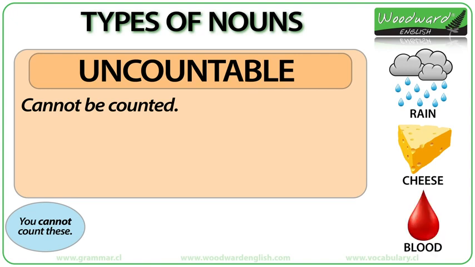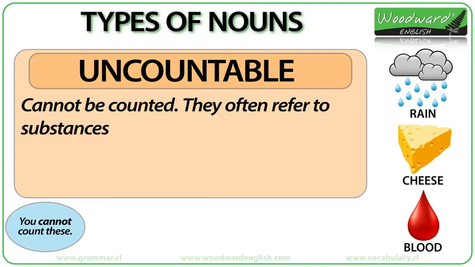The same with blood. Blood is uncountable. You can count drops of blood, but then you're counting the number of drops, 1 drop, 2 drops, and you're not counting blood. Uncountable nouns often refer to substances like paper, gold, and wood. Also liquids like milk, oil, and juice. These are usually uncountable nouns. Just like blood is a liquid and is also uncountable.